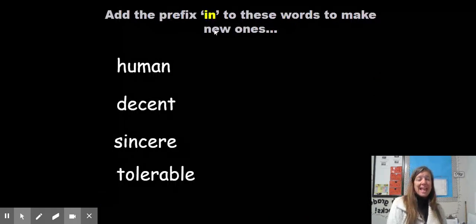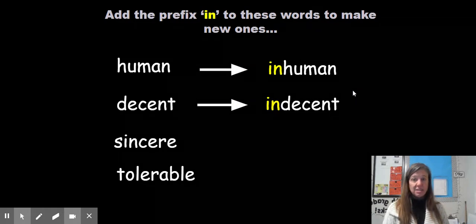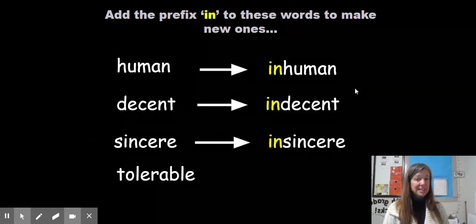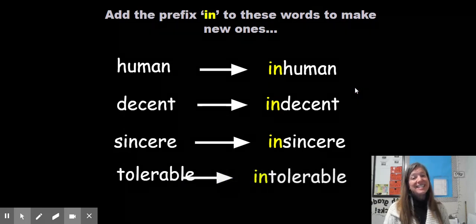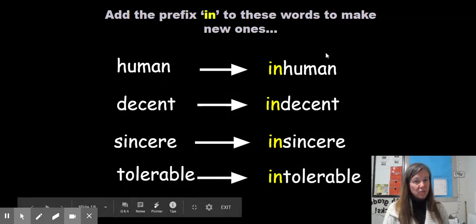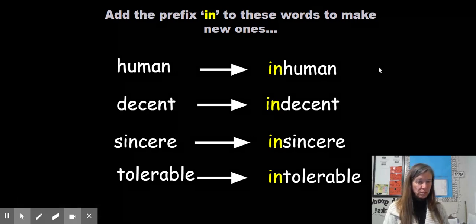All right, so we're going to add in the prefix before the base word to make a new one. So human becomes inhuman, decent becomes indecent, sincere becomes insincere, and tolerable becomes intolerable. And remember, all of these mean not in that word.